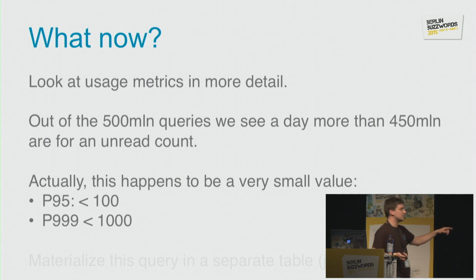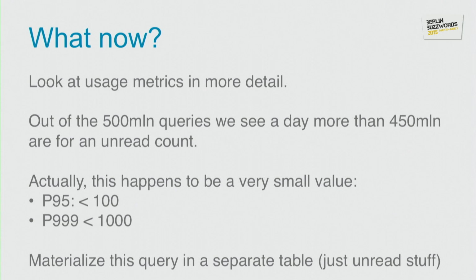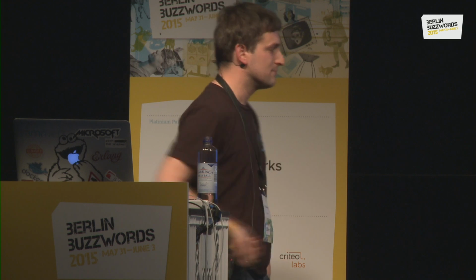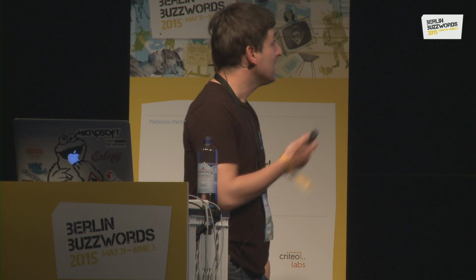And furthermore, the number of unread messages is usually very small. 95% of the users have less than 100 unread messages. 1% has 1,000 and more. So reading 5,000 entries was totally excessive and exposed us to much I/O. So we decided to materialize that query and maintain a second table for those lookups. It was a separate table with just unread stuff, so it was trivial to query. We just select 1,000 entries from that table, and we return the count.